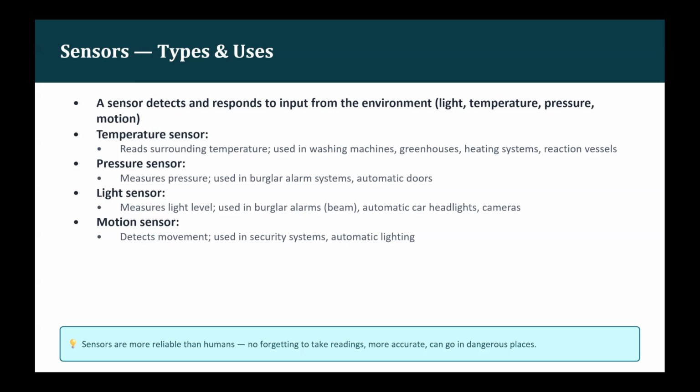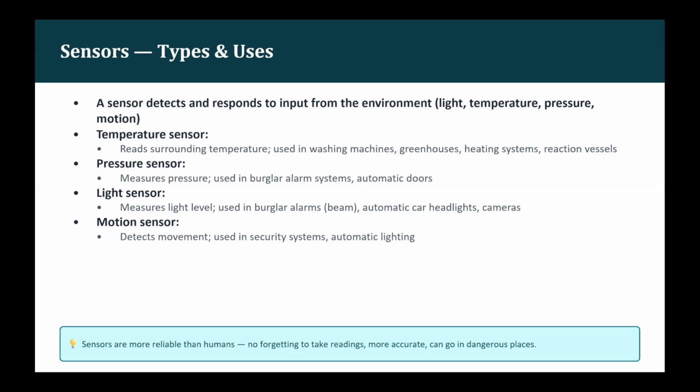Then we have sensors. A sensor detects and responds to input from the environment. There are many different sensors. There are light sensors, temperature, pressure, and motion. So a temperature sensor reads surrounding temperature. It can be used in a washing machine, greenhouses, heating system, reaction vessels.